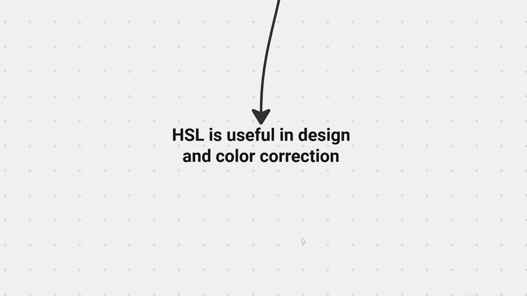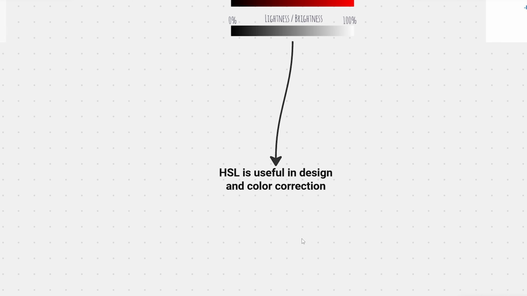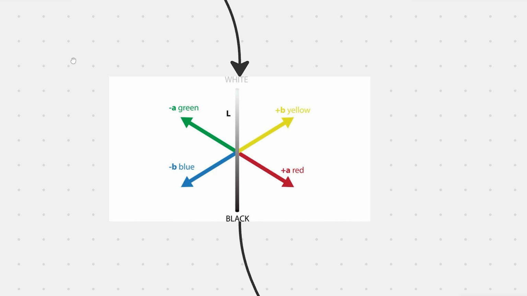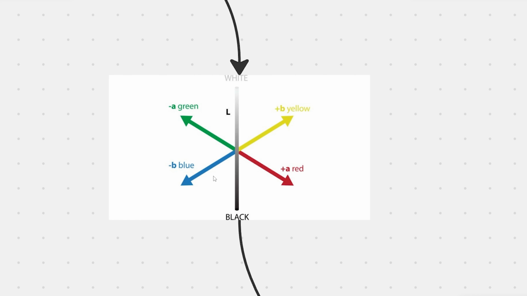RGB and HSL are device dependent, meaning the colors you see on the screen may look different on another screen or when printed. But there's a color model that's independent of devices. LAB. LAB is designed to match how humans actually perceive color. It has three components. L, lightness, the brightness of the color, ranging from 0, black, to 100, white. A, the excess from green to red. B, the excess from blue to yellow.